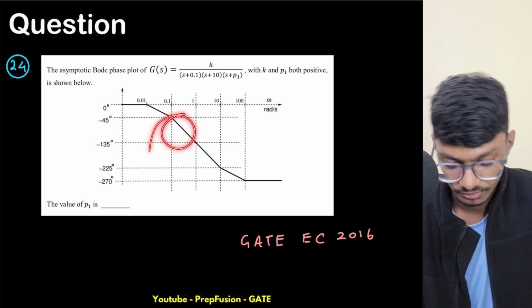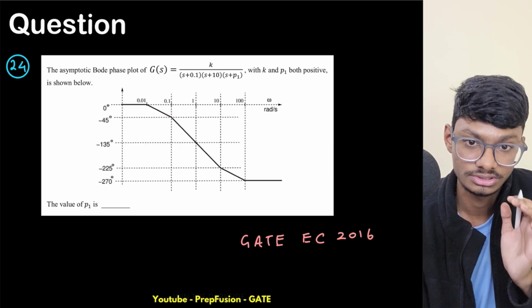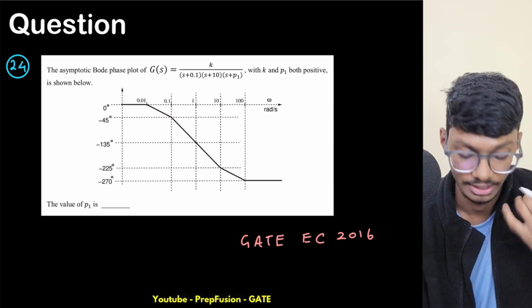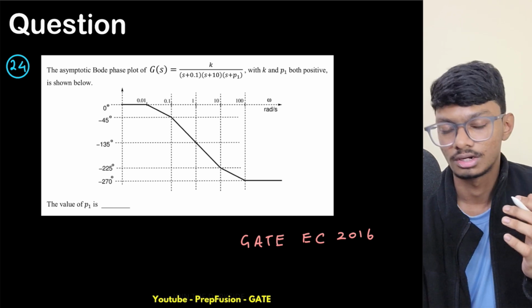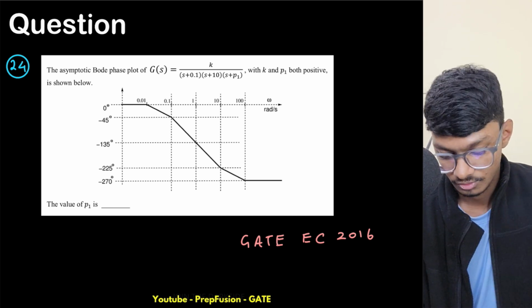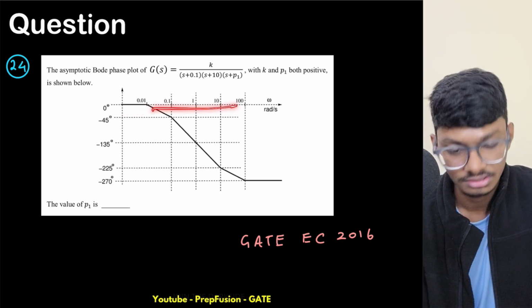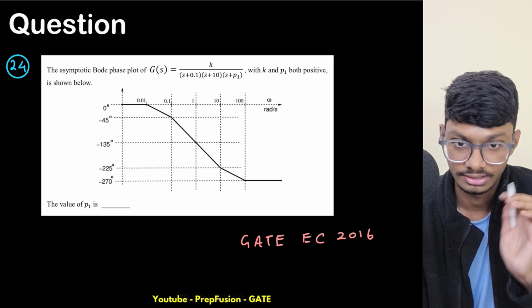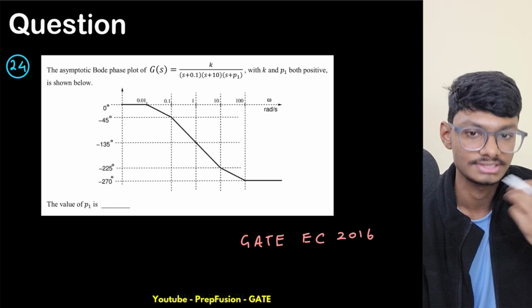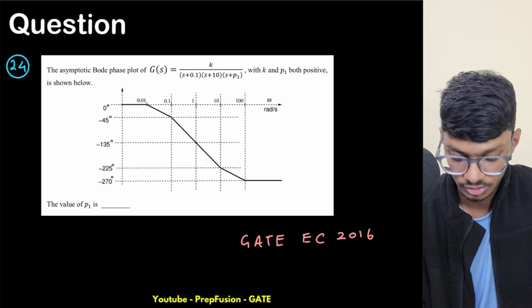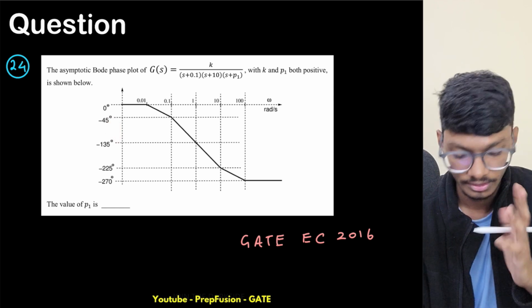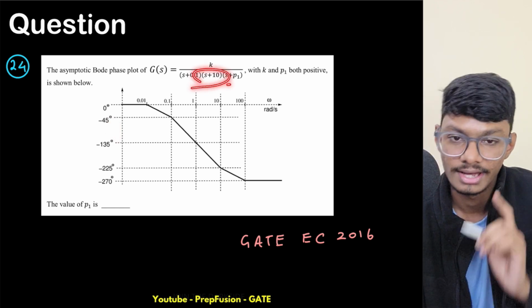So what is the slope? Slope is minus 90 degrees per decade. But should it be 90 degrees per decade if only this pole was present around this region? It should be minus 45 degrees per decade, but it is minus 90. So definitely something has changed. Some pole has been introduced because the slope has further decreased. Also, let's check for s equals 10.